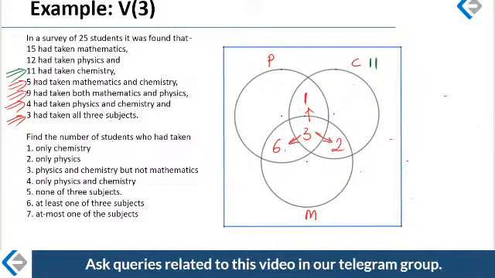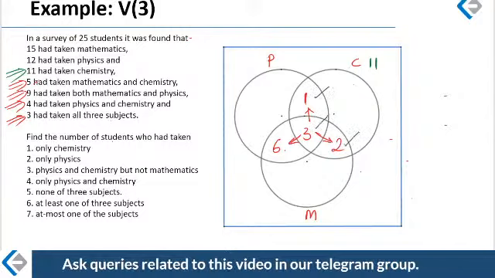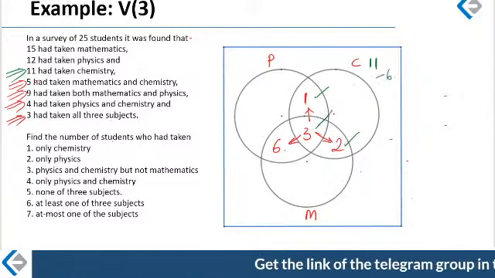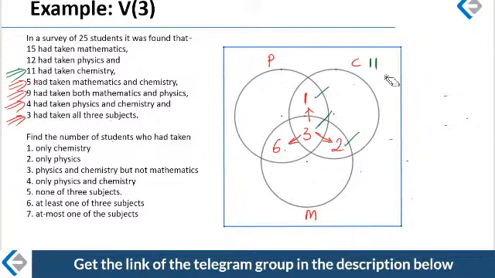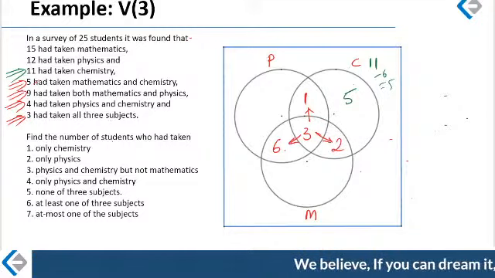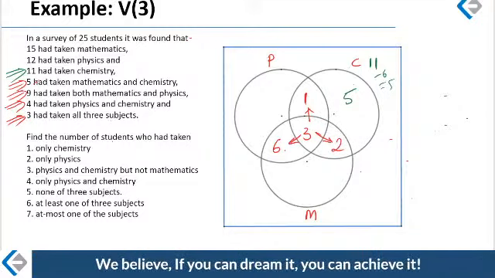11 had taken chemistry. Now out of 11, look at this: 1 is here, 3 is here and 2 is here. So 1 plus 3 plus 2, which means 6 are already there. Therefore, what is the remaining number? 11 minus 6 is 5. Therefore, 5 of them are exclusively interested in or have taken chemistry. 5 of them exclusively took the specialization in chemistry. So that's the meaning. That's how you adjust that particular number.